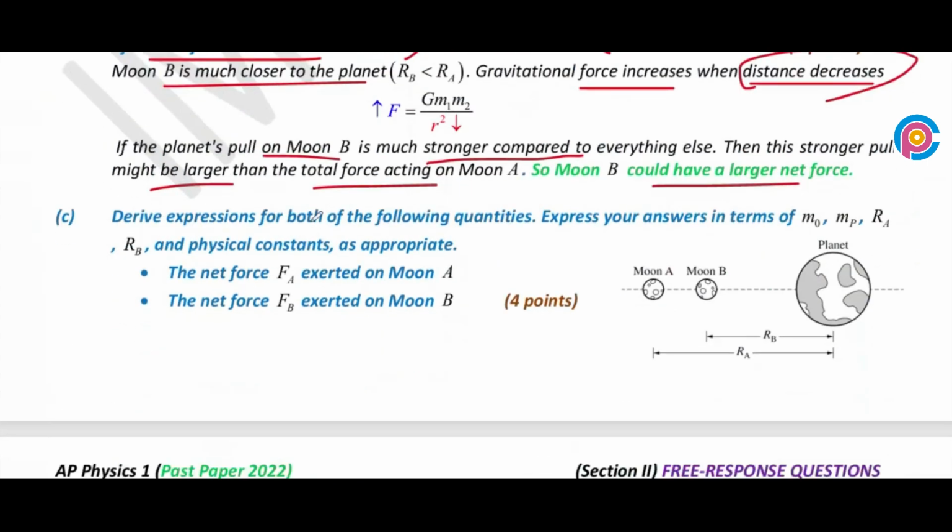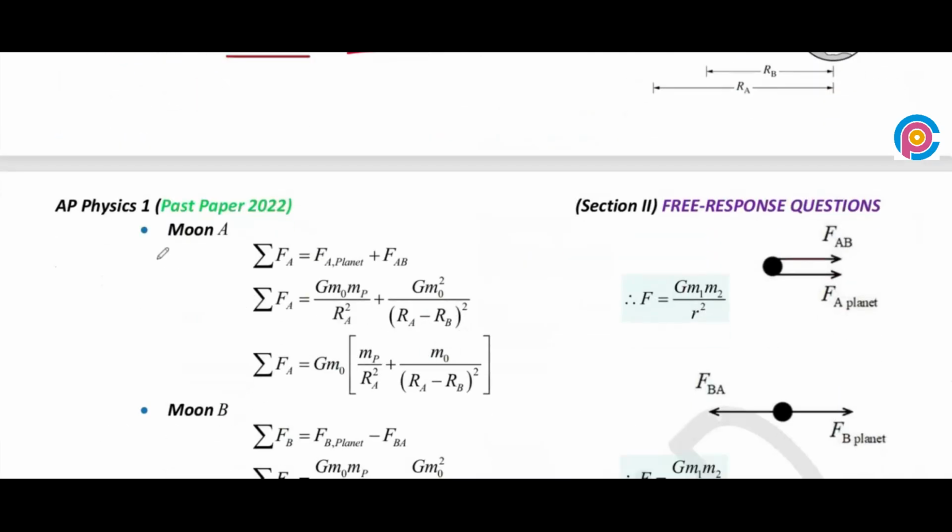Now, derive the expression for both of the following quantities. Express your answer in terms of m naught, mp, ra, rb, and the physical constant: the net force Fa exerted on moon A, and the net force Fb exerted on moon B. We have to use the mathematical tools. For moon A, there is a net force, summation FA. There are two forces, as indicated in the previous figure, FAB and FA planet, both in the same direction. So a simple algebraic sum applies.